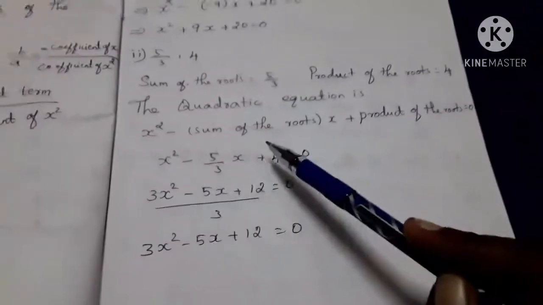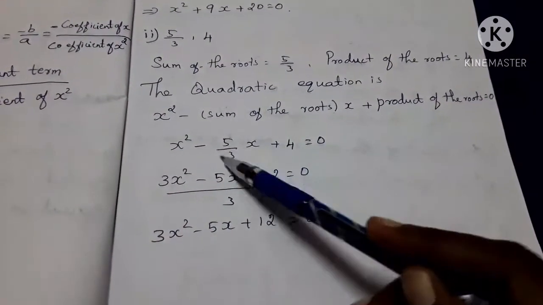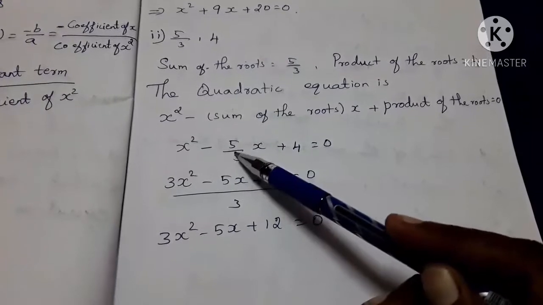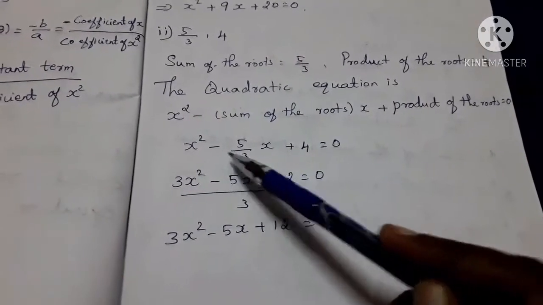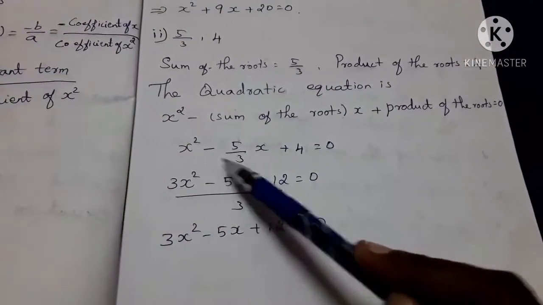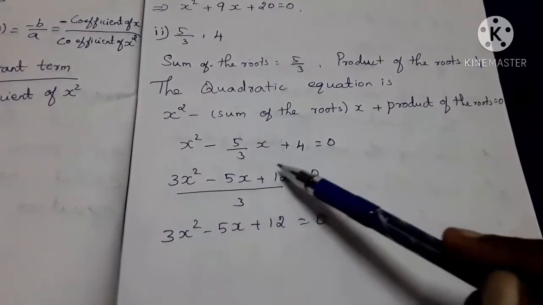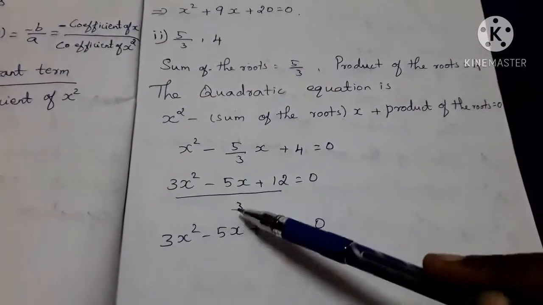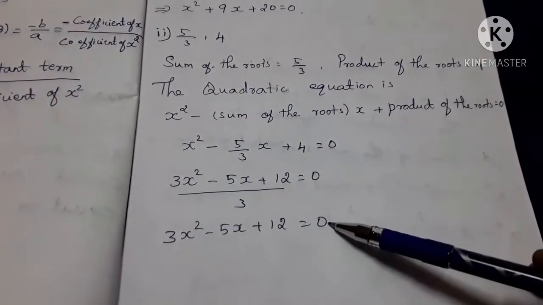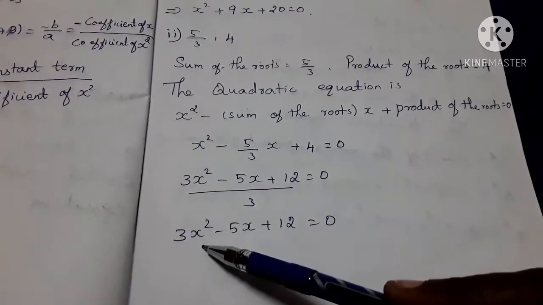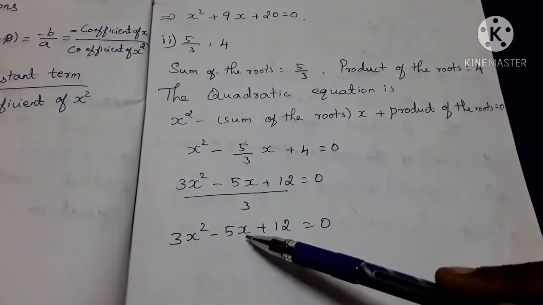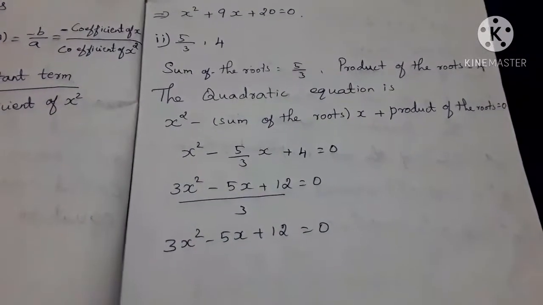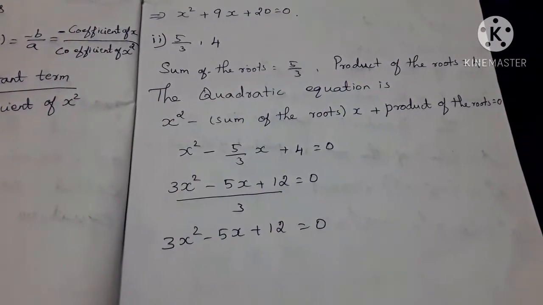So we know that this is the quadratic equation, but if it is in fraction form it is difficult, so we have to change this. We take the LCM: 3x squared minus 5x, and 4 threes are 12, divided by 3. Now we multiply by 3 and it becomes 0. So our quadratic equation is 3x squared minus 5x plus 12 is equal to 0.